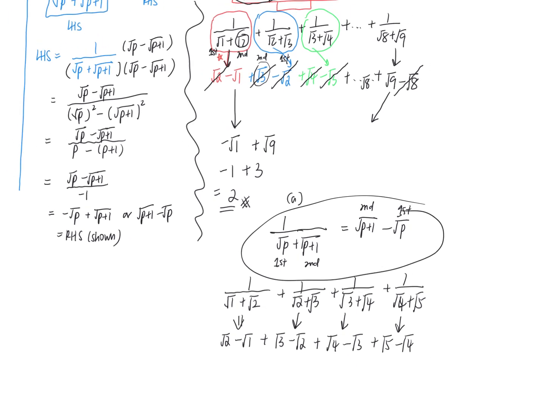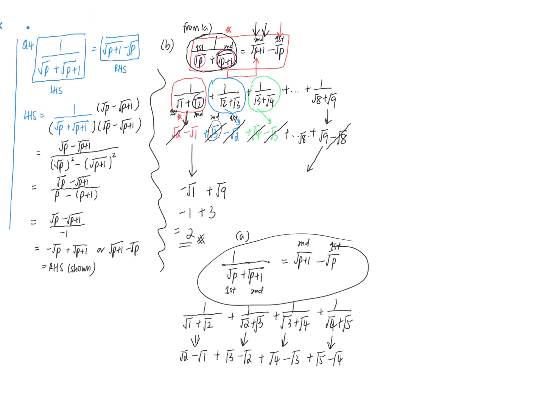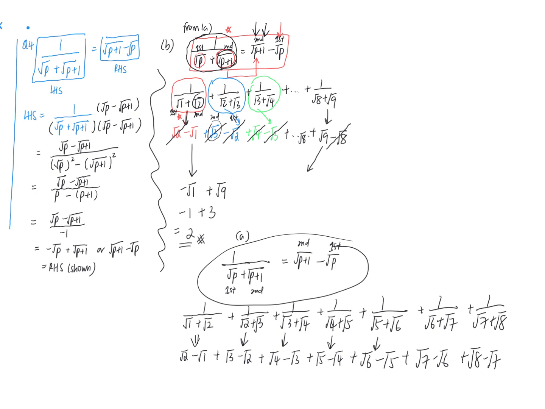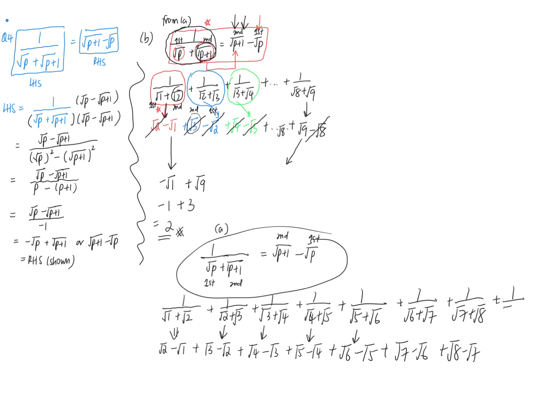Okay, I might as well write the whole thing for you, so that you can see and be convinced. So this is root 6 minus root 5. Then I have root 6. Root 7 minus root 6. Root 8 minus root 7. And then the last one, root 9 minus root 8.